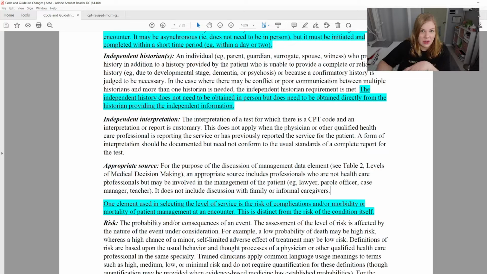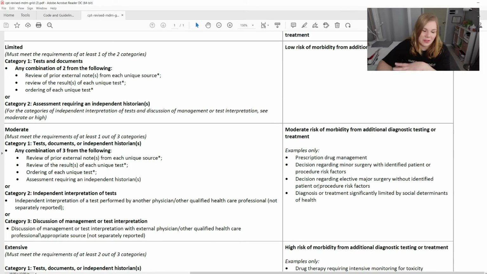Appropriate source is not. Now, the interesting thing about the risk element now is it states that there is a moderate risk of morbidity from additional diagnostic testing or treatment, but it only provides examples.